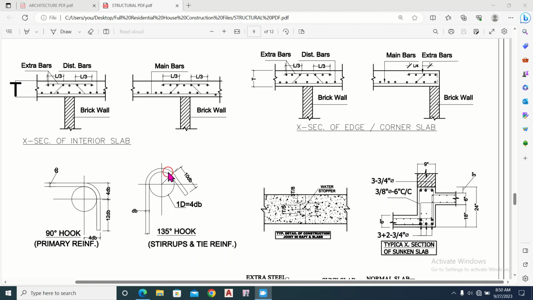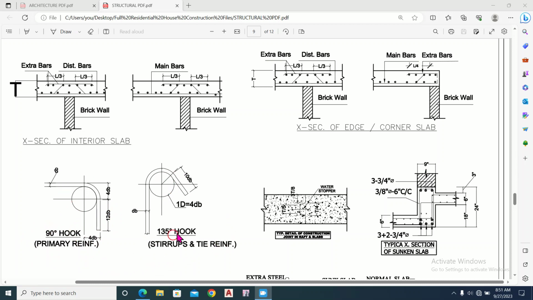and this is the 135-degree hook which is used in the stirrups and ties, and this 90-degree hook is used in the primary reinforcement like the beams in the column, that is here or here. So at the junction of beam column connections we have to provide this 90-degree hook, and this 135-degree hook is only provided at the stirrups and ties. And here the dia of this circular pin is 4 times the dia of the bar, and the length of the hook to be provided is equal to 10 times the dia of bar in case of 135 degree and 12 times dia of bar in case of 90-degree hook.